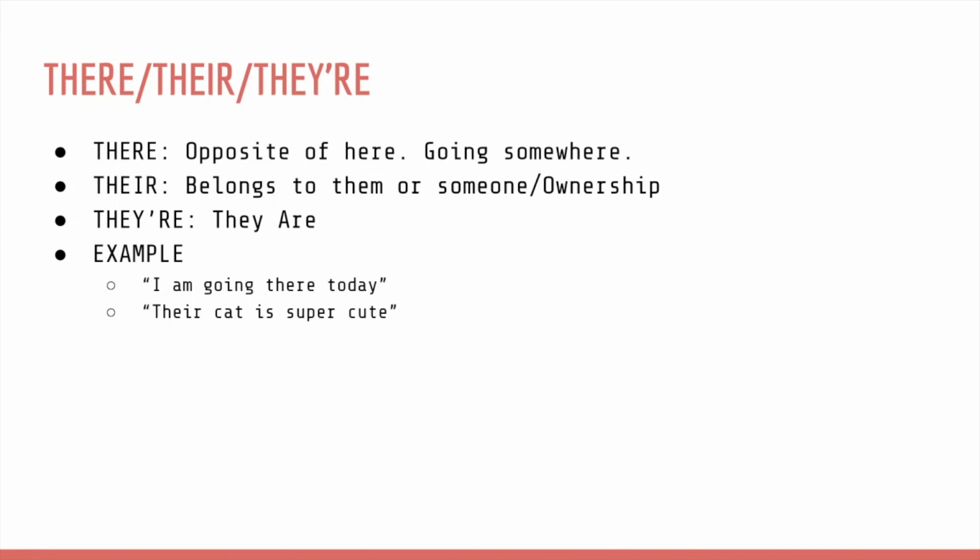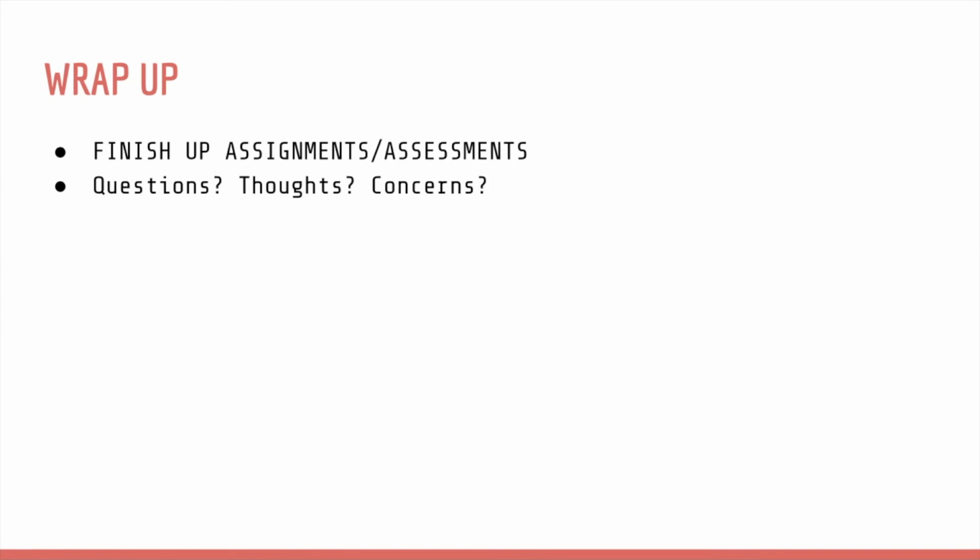The one that talks about ownership: their cat is super cute. They own the cat, right? So it's their cat is super cute. EI, right? Third one, they're so cute. If you can replace that with "they are," right? They are so cute. If you try to replace it with the other ones, I am going they are today, it doesn't make sense, right? Or they are cat is super cute, right? It doesn't make sense again. But they are so cute, you're going to be using the one with the apostrophe re. Okay? So hopefully that makes sense.